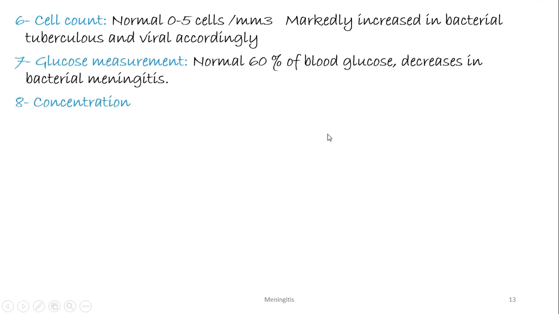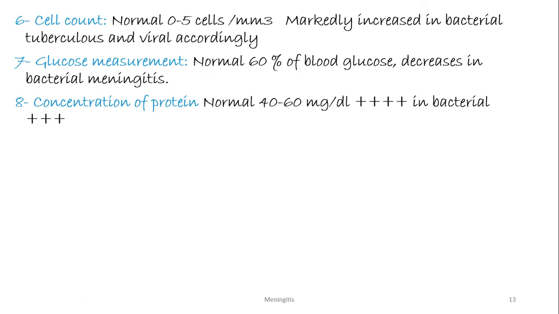Then you can go for glucose measurement. Normally the CSF contains 60% of the blood glucose, okay. But when the CSF is infected or the person is infected, in this case the level of glucose is reduced below this 60%. Then you can also go for measurement of the concentration of proteins.